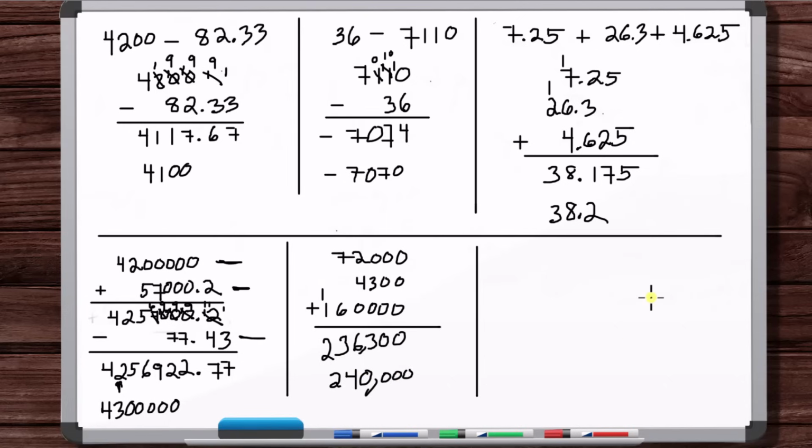Okay, one more example. Do the subtraction. Okay, now we're going to round to the tenths place. So we round this to 4.0.